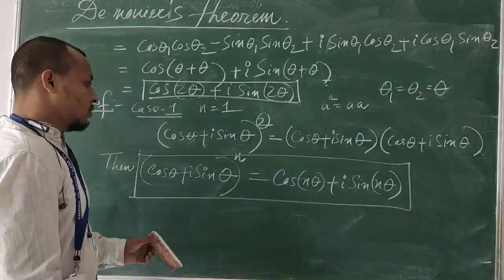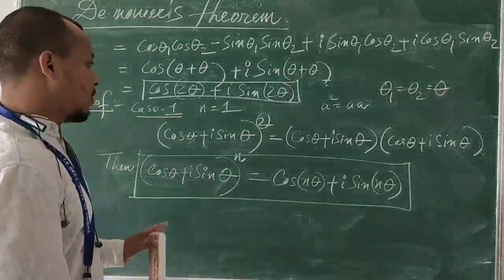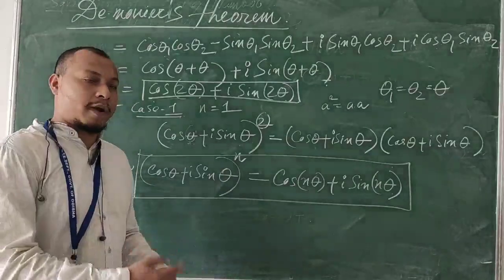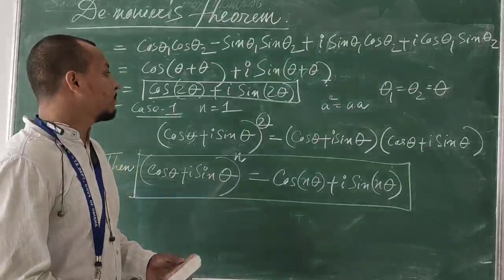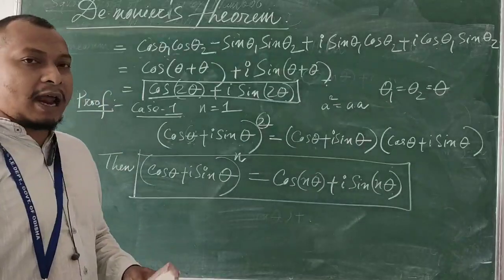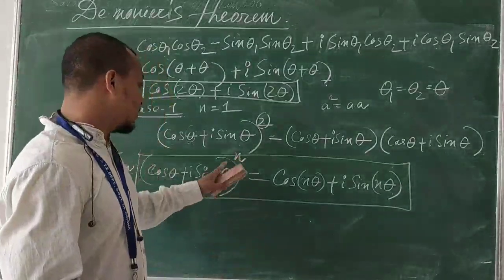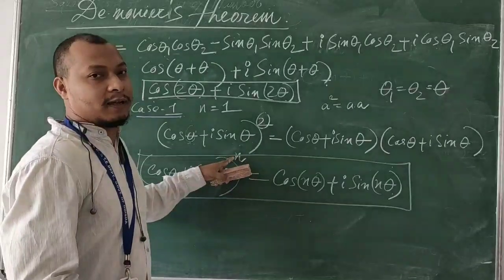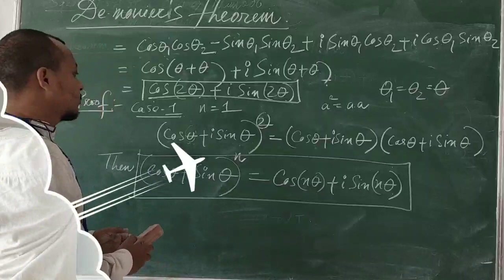Okay. I believe that you have understood this one. If you don't understand, watch the video again, rewind it, so that you can understand. Okay. Now we will study another case. What if n becomes negative? Instead of positive n, what if this becomes negative n? We are going to study that.